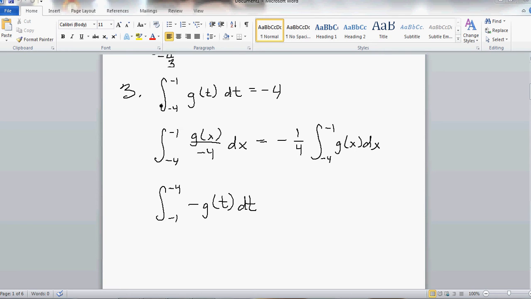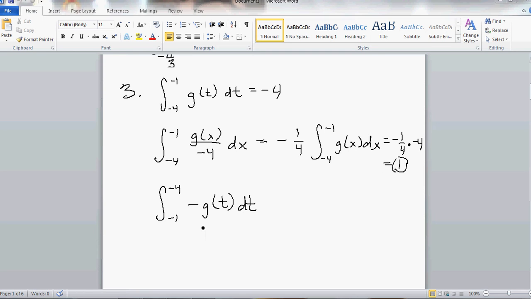Well, the integral from -4 to -1 of g of t dt is -4. The integral from -4 to -1 of g of x dx is going to be exactly the same. So this becomes -1/4 times -4, or this all equals out to be the number 1.